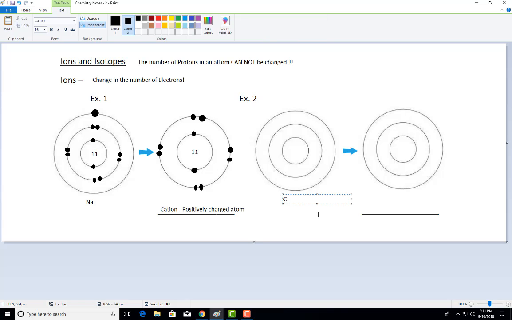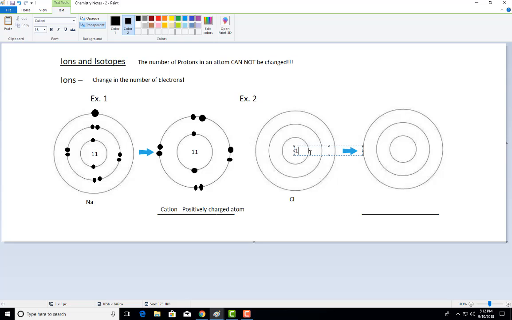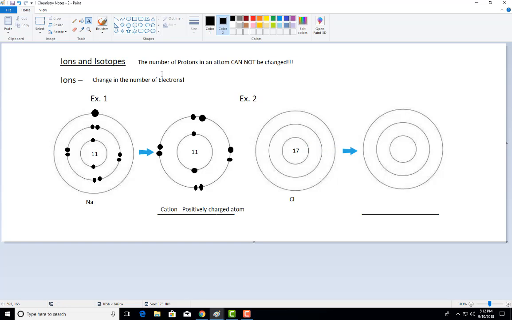So let's do chlorine. Chlorine is going to be our example for this. This is going to have, I believe, 17 protons. So how many electrons would it need? Okay, let's go ahead and put them on there. My lovely dot drawing skills.